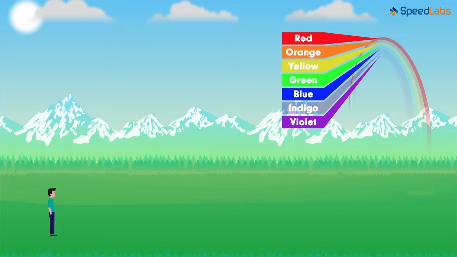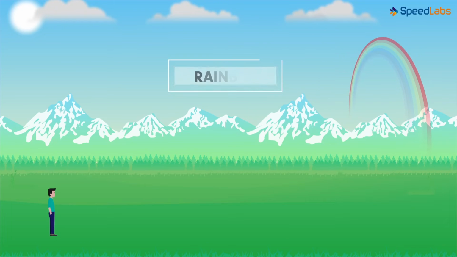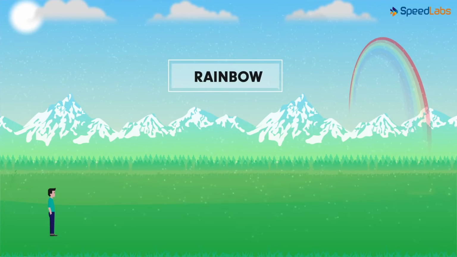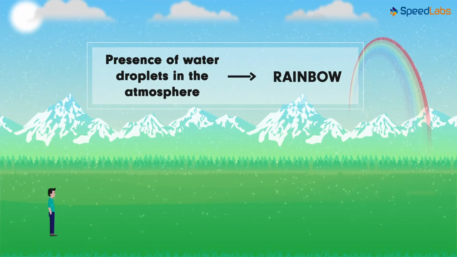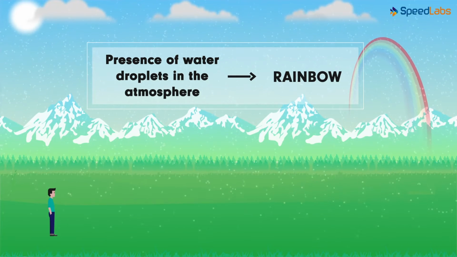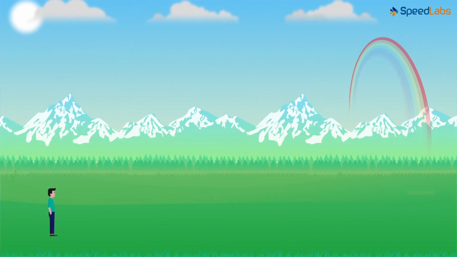Now, as I told you, rainbows during the rainy season are formed due to the presence of water droplets in the atmosphere. There are many of these where a rainbow is formed. Say we are only looking at the red part of the rainbow.